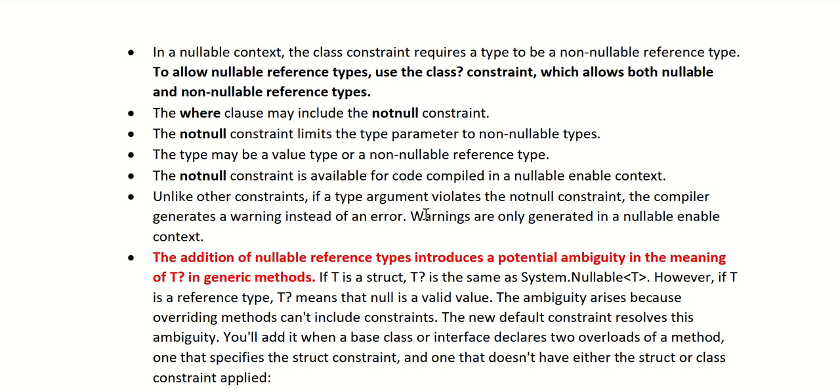Unlike other constraints, if a type argument violates the not null constraint, the compiler generates a warning instead of an error. So warnings are only generated in a nullable enable context.